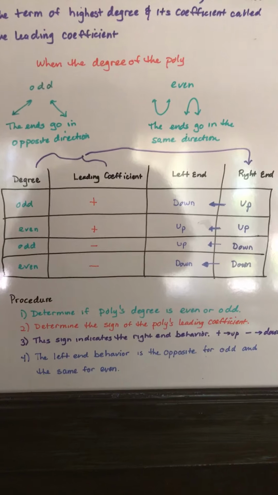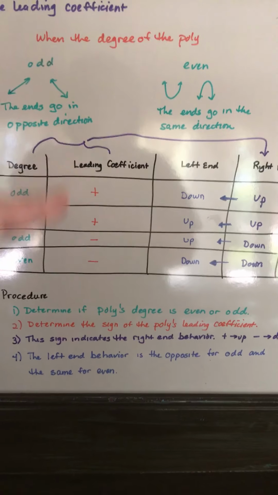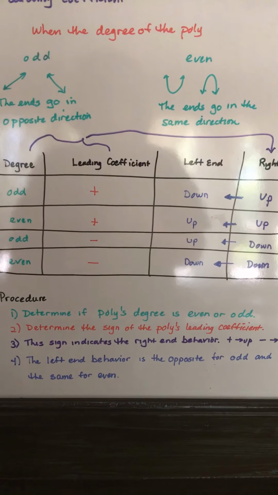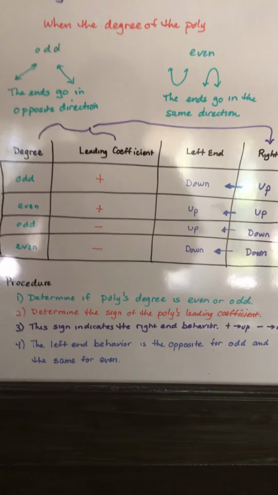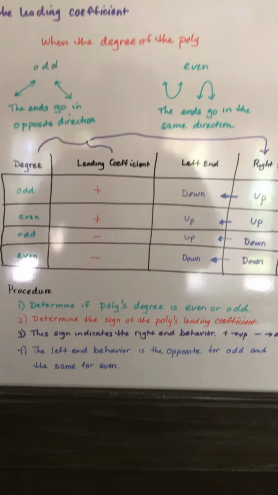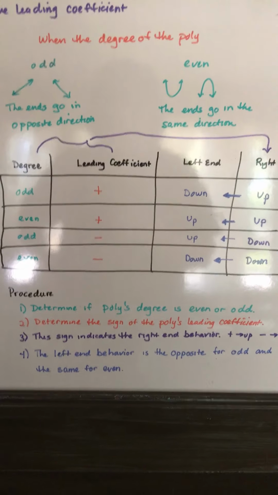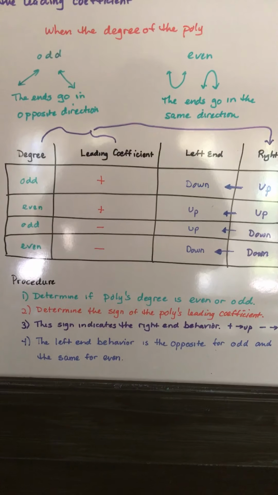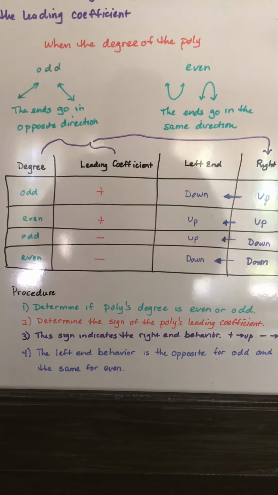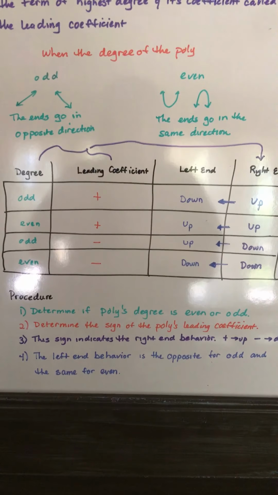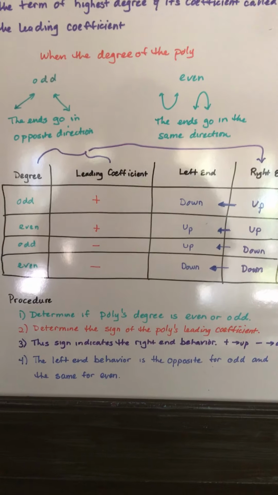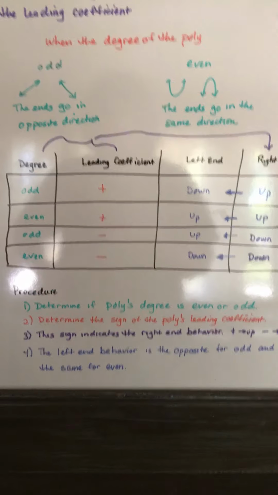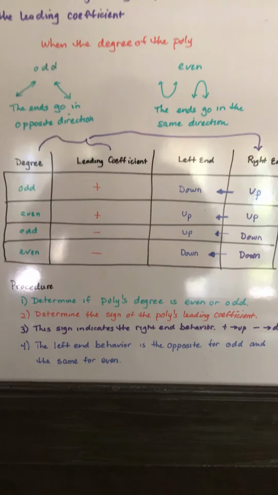I'll pull it out, but notice I do the first two columns, or I find out what it is. I find the right, and then I back up and I find the left. So you determine the polynomial's degree. You need to know, is it even or odd? You need to know the leading coefficient. Is it positive or negative? Whatever this sign is indicates the right-end behavior. Positive means up, negative means down. The left-end behavior is the opposite if it's odd, and the same if it's even.